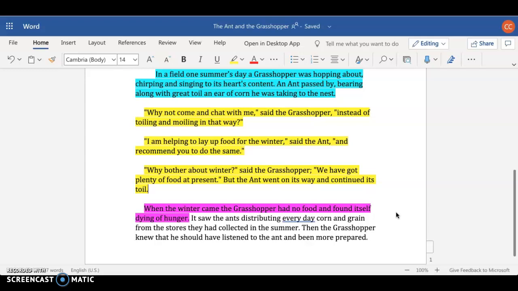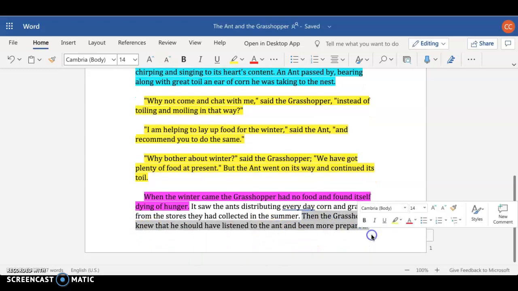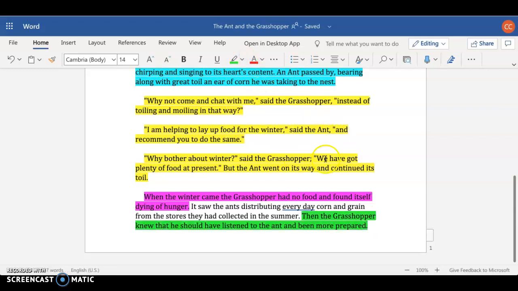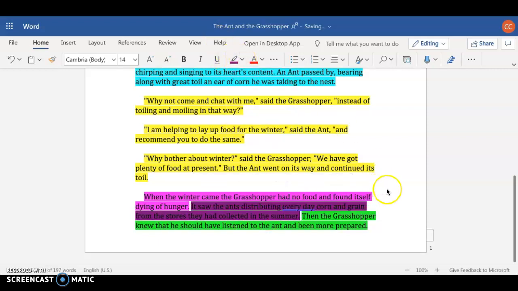However, now we need our falling action and our resolution. Our resolution is our lesson learned with our end of the story. Okay, so to me, then the grasshopper knew that he should have listened to the ant. Okay, well, that's an aha moment going into the future. He'll know. So that's our resolution. That makes everything in between our falling action.